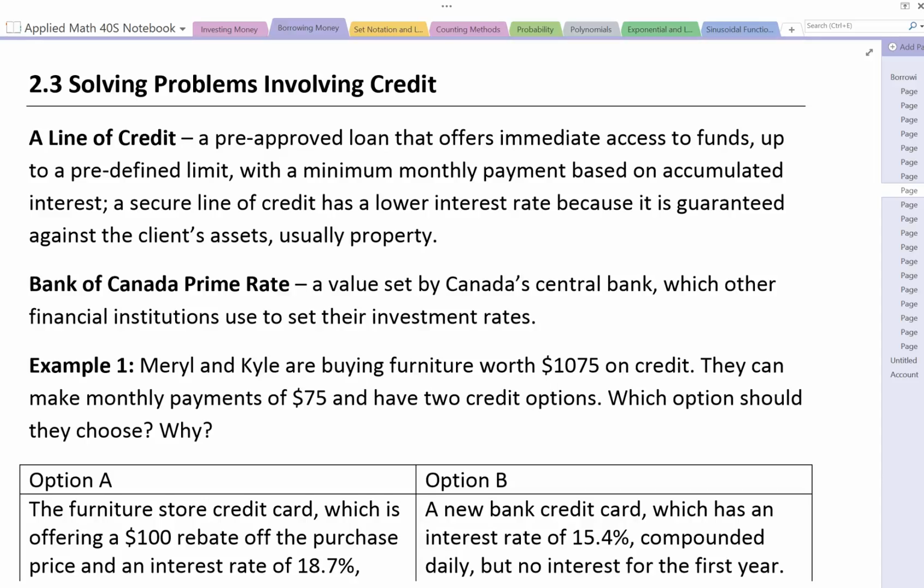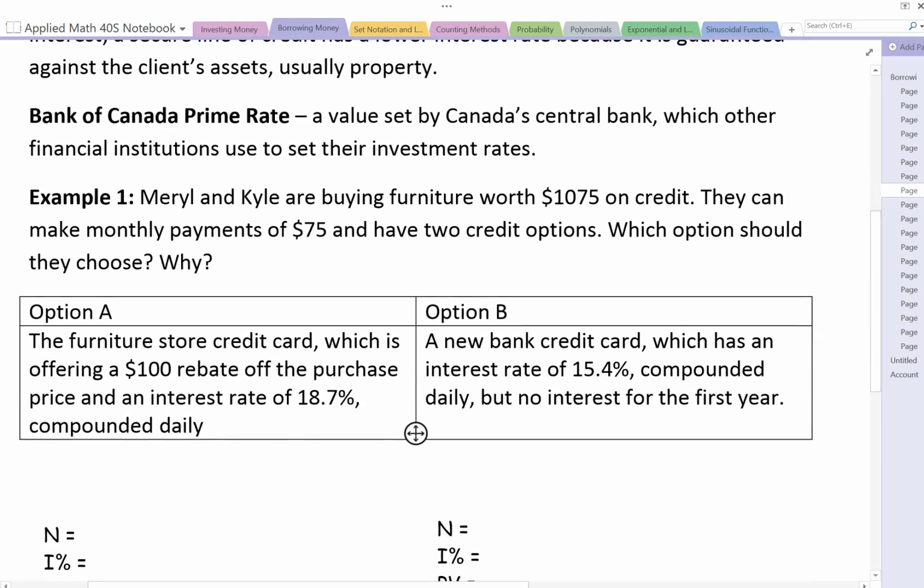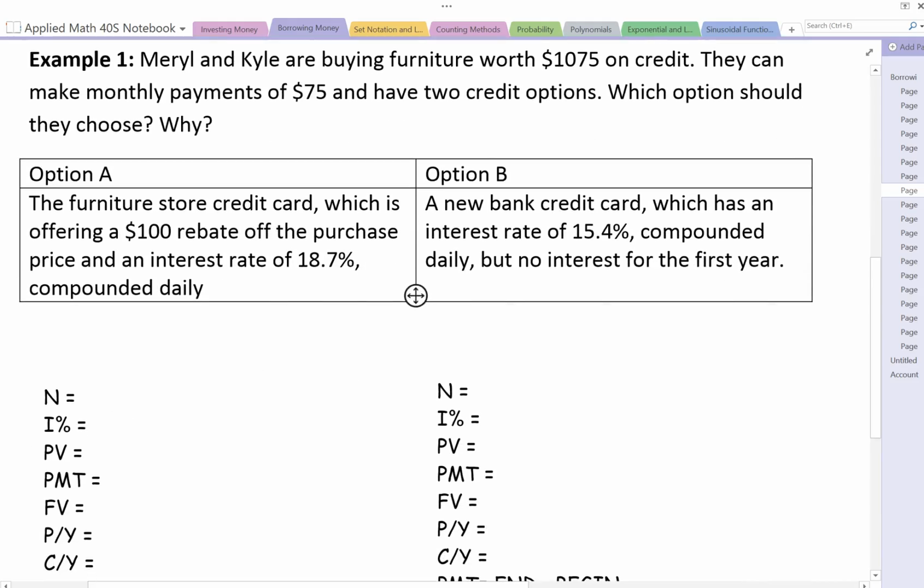So let's take a look at example 1 and see how we can use this information to help solve some problems involving credit. It says Meryl and Kyle are building furniture worth $1,075 on credit. They can make monthly payments of $75 and have 2 credit options, so they know they can afford $75 a month. Which option should they choose and why?